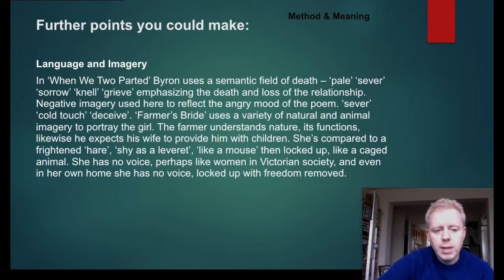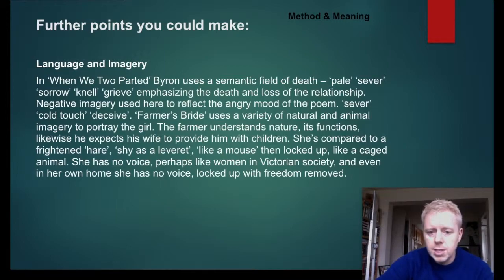So here are some observations on that you can incorporate into your own paragraph. In When We Two Parted, Byron uses a semantic field of death, so pale, sever, sorrow, knell, grieve, which emphasises the death and loss of the relationship. There's your meaning. Negative imagery used here to reflect the angry mood of the poem: sever, cold, touch, deceive. The Farmer's Bride uses a variety of natural and animal imagery to portray the girl.